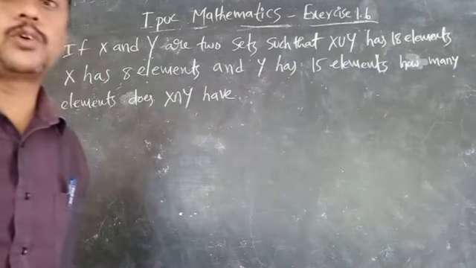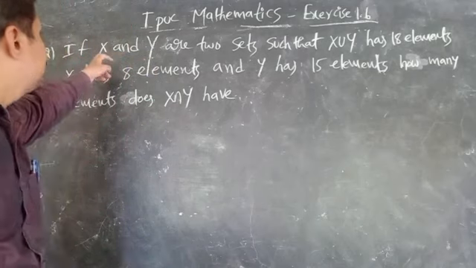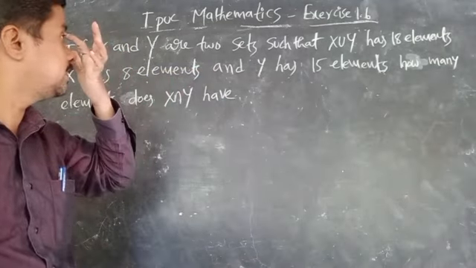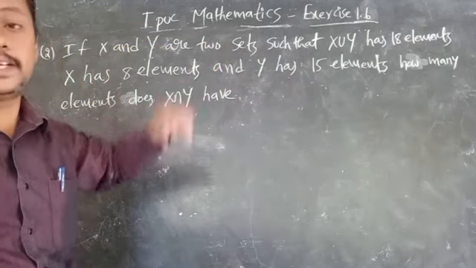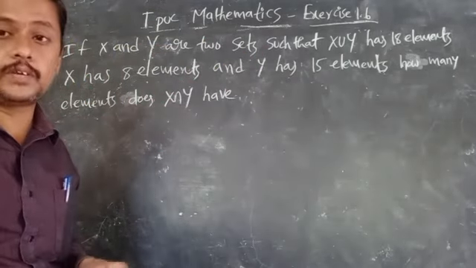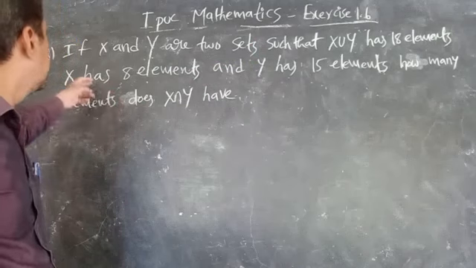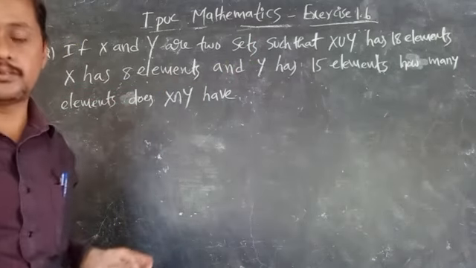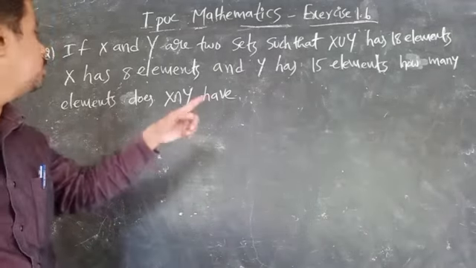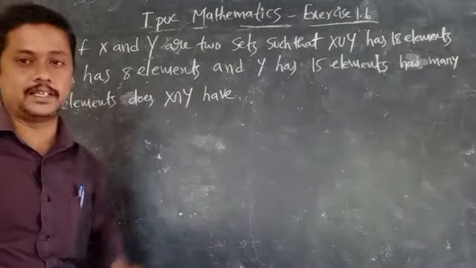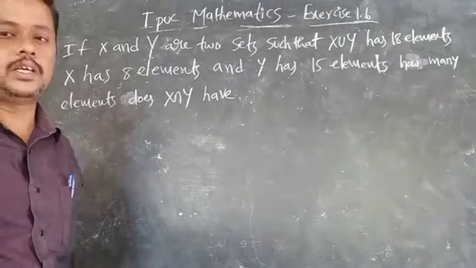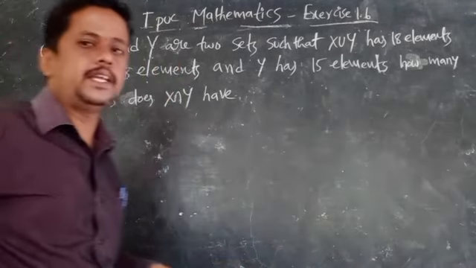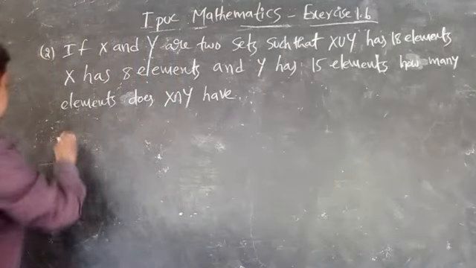See next question. So here if x and y are two sets, such that x union y has 18 elements, x has 8 elements, and y has 15 elements. So how many elements does x intersection y have? So like that it is given theoretically. Okay, you have to write it in a problem and see. So answer.